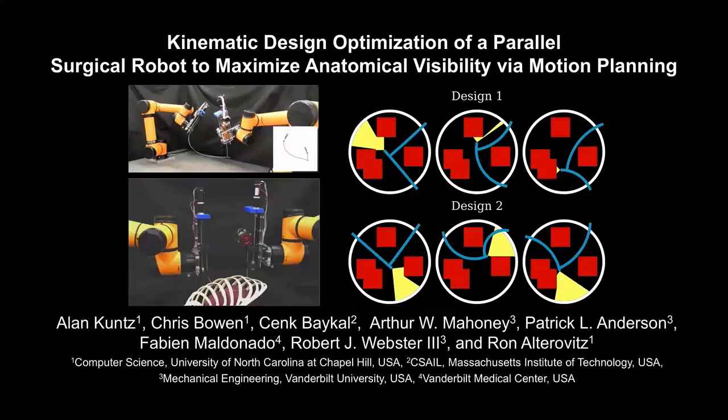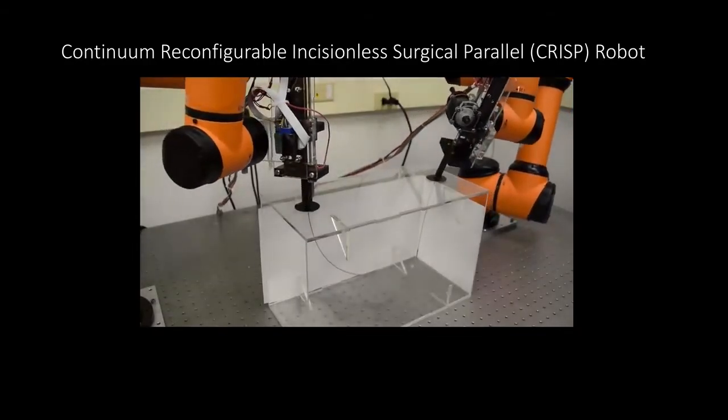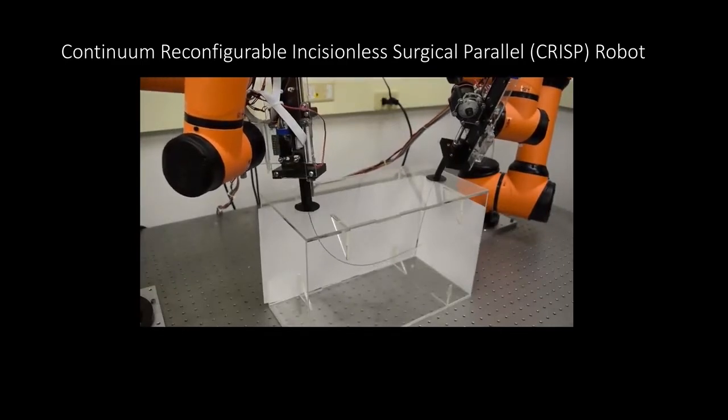In this work, we present a method to optimize kinematic design parameters for a parallel surgical robot in order to maximize the ability of the robot to visualize relevant anatomy inside a patient's body. We consider optimizing kinematic design parameters for the Continuum Reconfigurable Incisionless Surgical Parallel Robot, or CRISP robot.